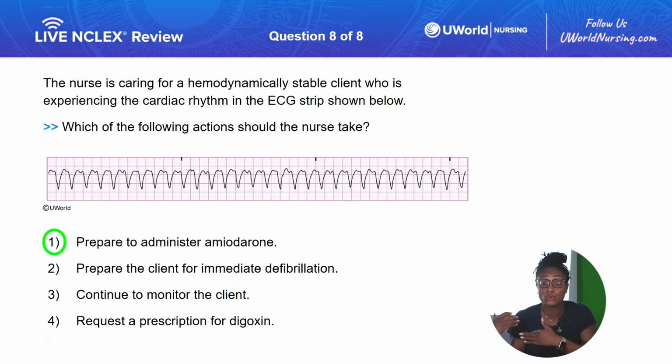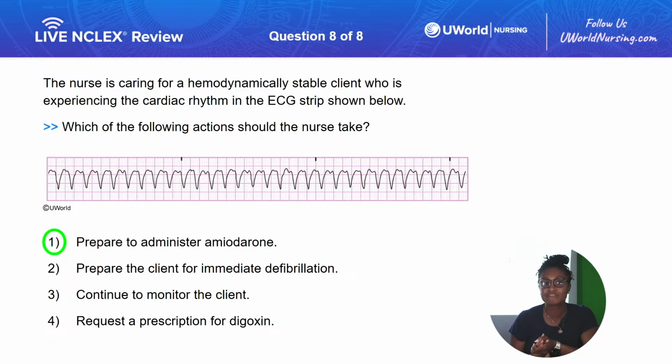Option 3, continue to monitor the client. Obviously, this is not a normal sinus rhythm or a normal rhythm to be in, so please don't just monitor the client. We need to intervene and do something to save this client's life. And especially since this rhythm can quickly turn into VFib, we need to be doing something.